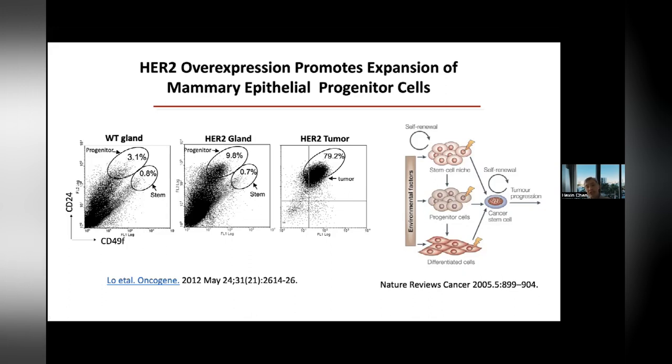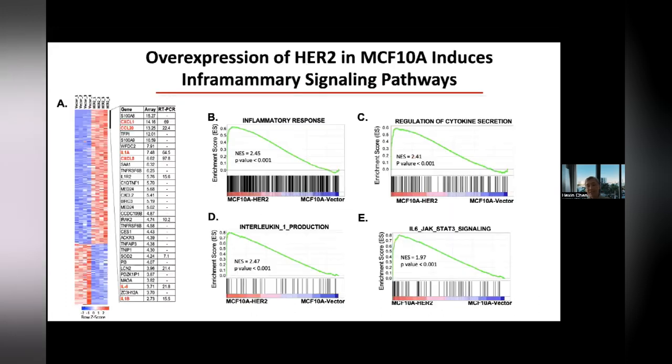To address the question of how HER2 affects the properties of these cells, we use an in vitro model to better understand the potential mechanism. In this case, we use normal human epithelial cells. We introduce HER2 into these human epithelial cells, the 10A cells, to see whether HER2 can drive differentiation or affect some property of the stem cells.